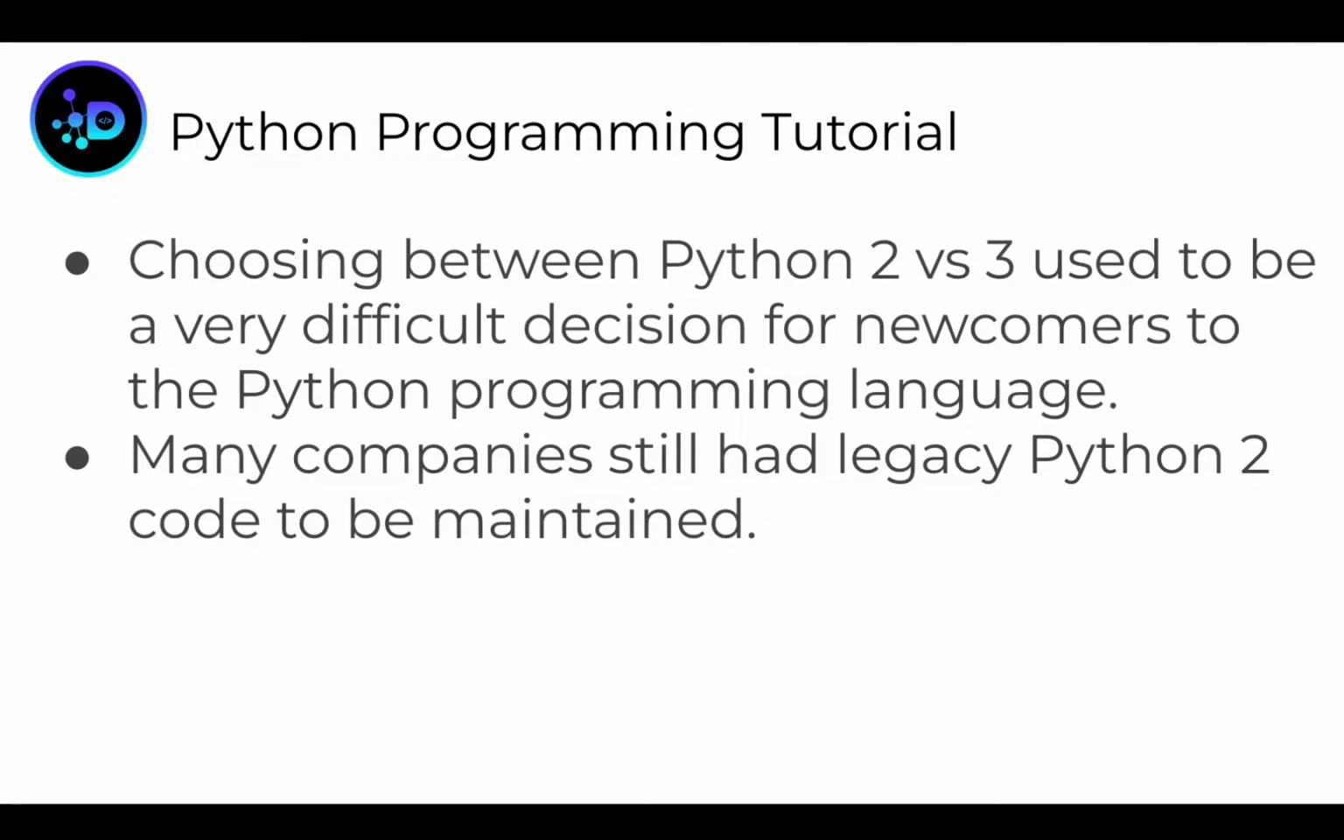But many companies still have legacy Python 2 code to be maintained, right? Previously, back in the days, most companies were using Python 2 to write Python code. But after 2008, when Python 3 was released thereabouts, most companies started switching to the Python 3 programming language, right? Python 2 was released back in the 2000s. That was when Python 2 came about, which had list comprehension and all of that, right?